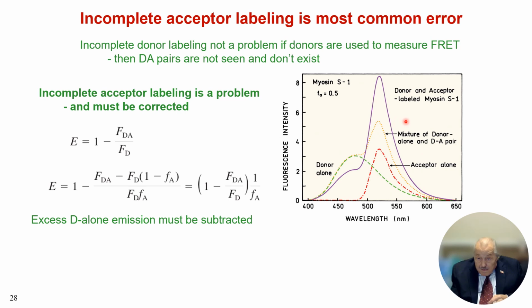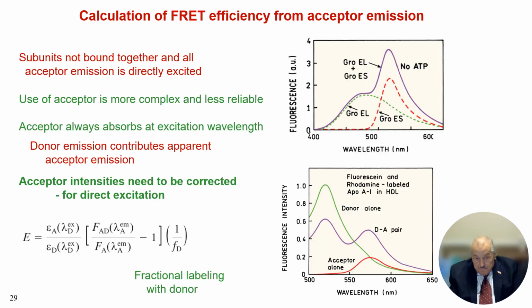And here's the case when they're completely labeled, and if it's incompletely labeled, well, then there's more donor emission because of the acceptor-free molecules.